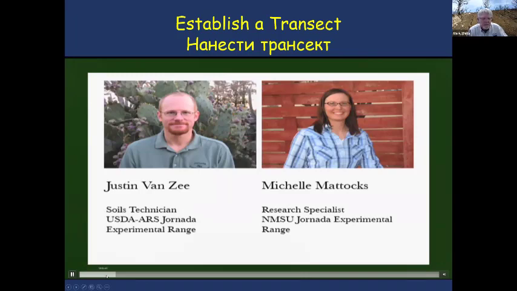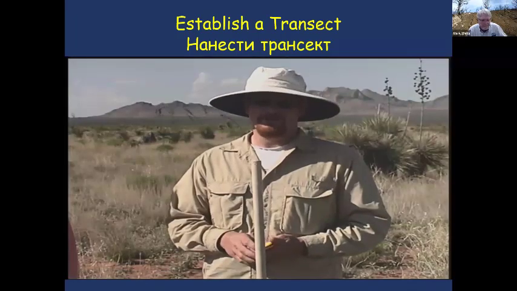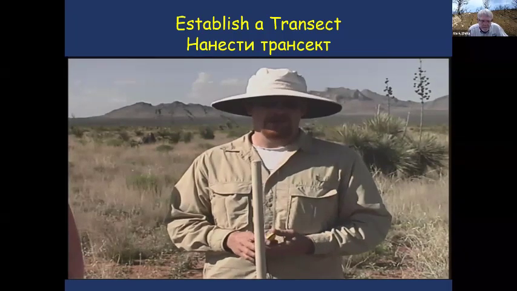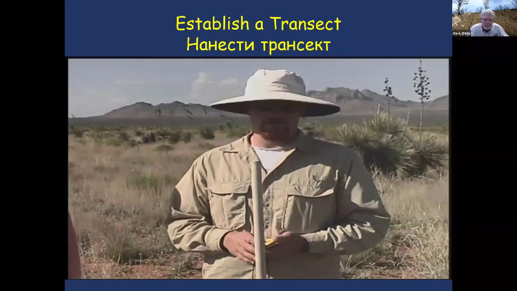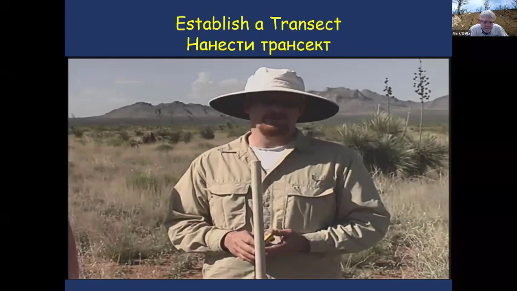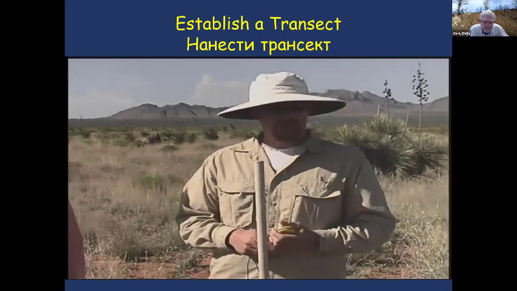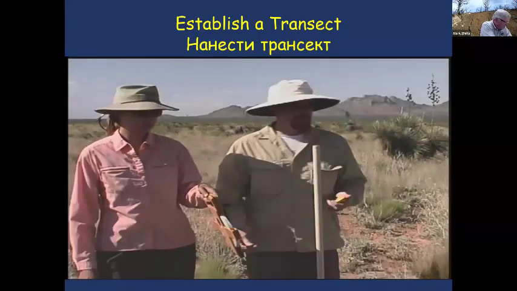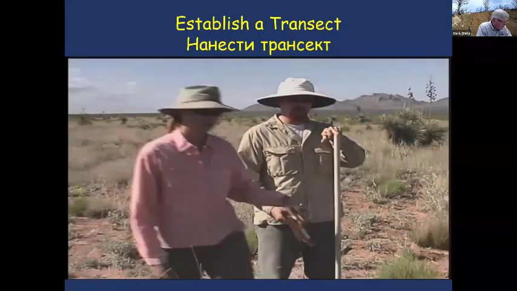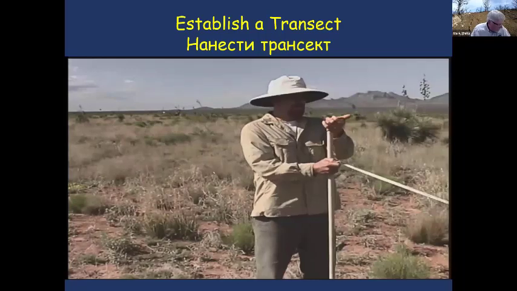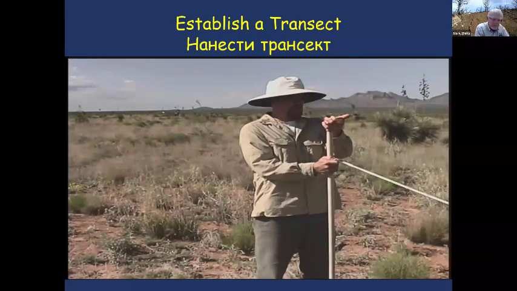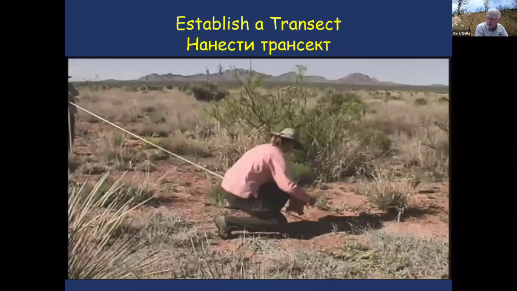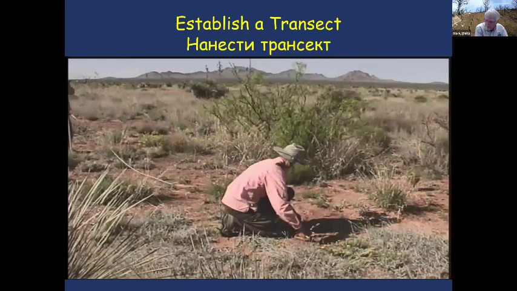The method I'm going to describe now is establishing transects. The transect is a line on the ground along which sample points are established for collecting vegetation and soil data. The first step to establishing transects is to find the zero point, in this case 330 degrees out from the center of the plot. Michelle will walk out to the starting point. After she reaches the start of the transect, she'll roll the tape back up.